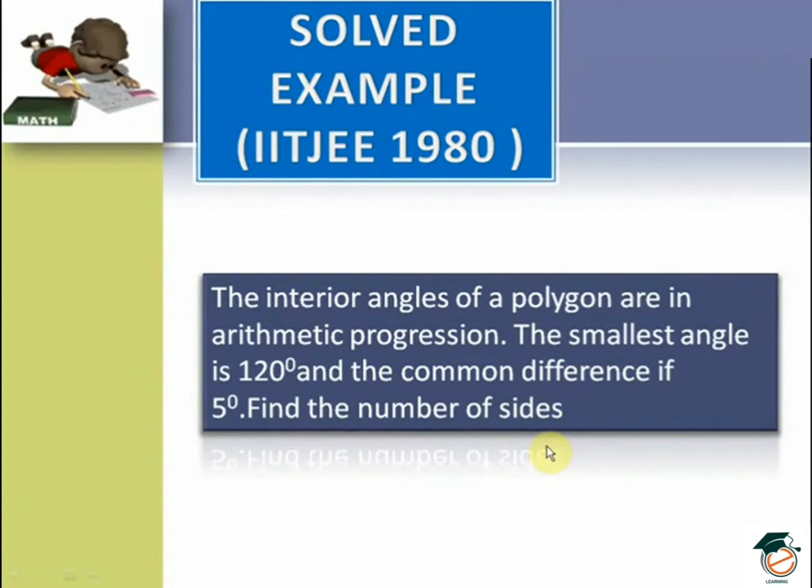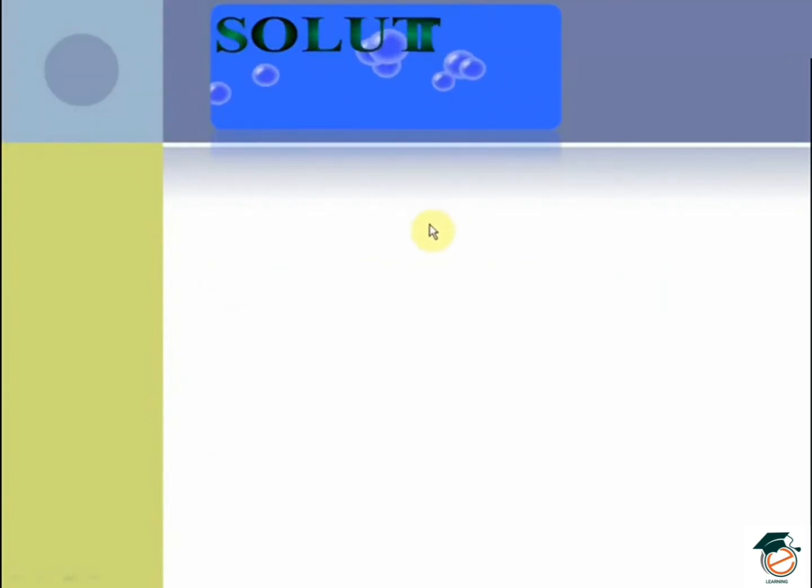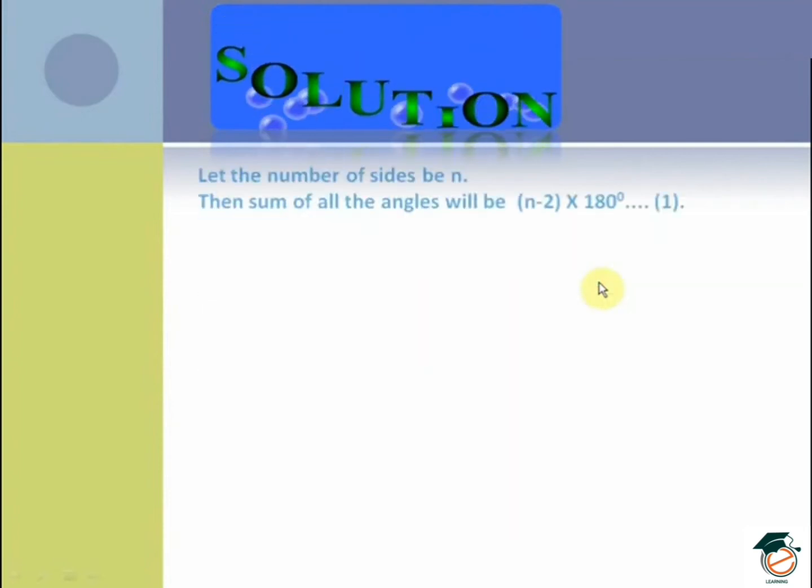So in this problem we have been given that the interior angles of a polygon are in arithmetic progression. Also, the smallest angle is equal to 120 degrees and the common difference is equal to 5 degrees. And we have to find out the number of sides. So how are we going to proceed? Let's once again look at the solution of this problem.